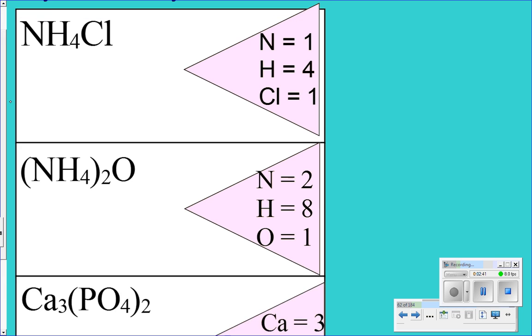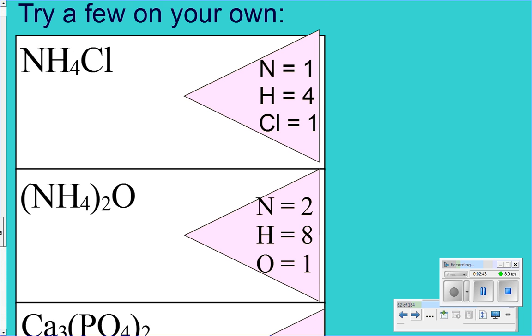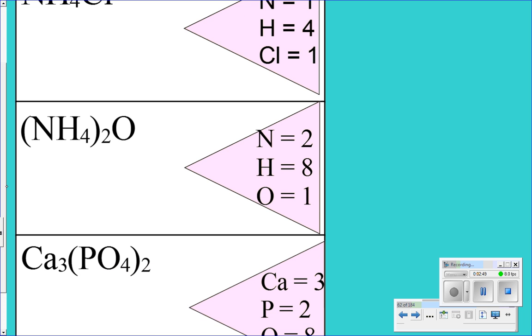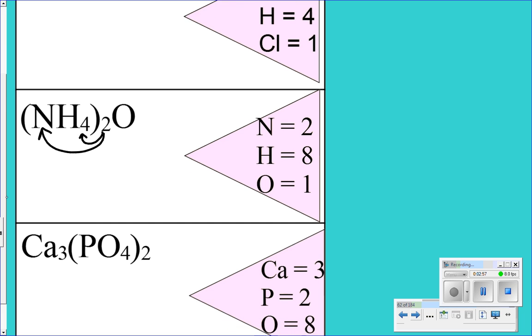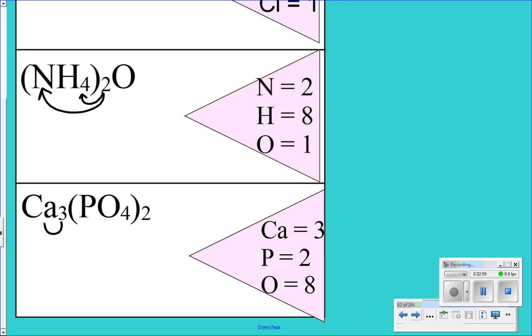Let's go over each of these in a little bit more detail. Ammonium chloride is a pretty straightforward example. We have 1 nitrogen, 4 hydrogens, and 1 chlorine. Ammonium oxide is a little bit more confusing because you have this 2 here. So we have 2 of those guys. 2 times 4 is 8 of those guys, and 1 oxygen. The 3 goes to the calcium, so we have 3 calciums, 2 phosphoruses, and 8 oxygens.